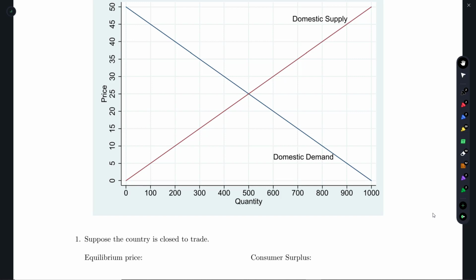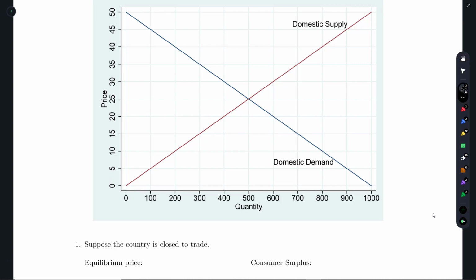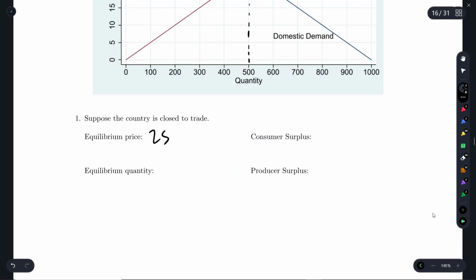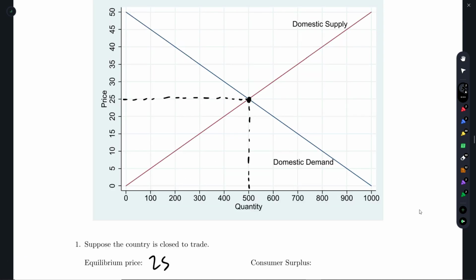We're going to approach this basically the same way that we would any other supply and demand model. To find the equilibrium price, we find the price that makes the quantity demanded equal to the quantity supplied. Here that happens at a quantity of 500 and a price of 25. Now we want to find the consumer and producer surplus. To do that, we are going to draw the triangles.